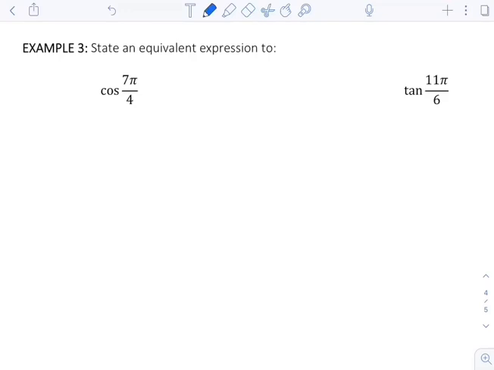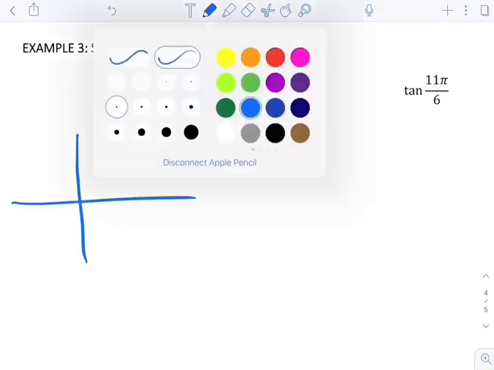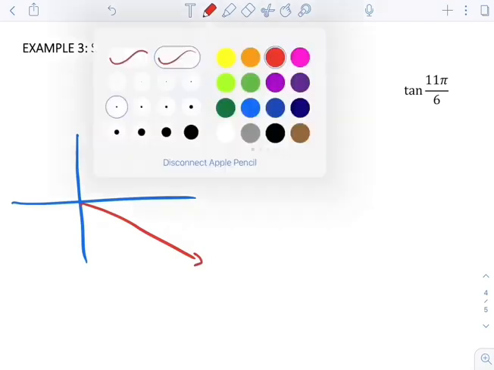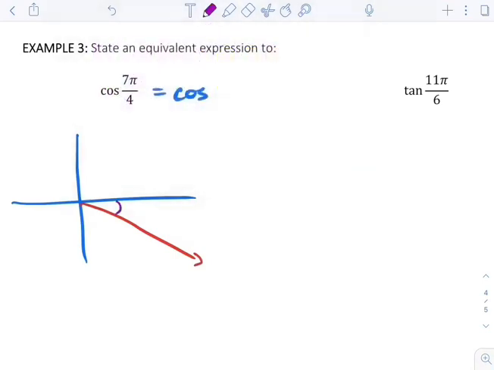All right, this one wants us to state the equivalent expression to this. So I want to know, what is equivalent? Cos 7 pi over 4 is equal to cos what value? There's always two ratios that are equal to each other over the course of one full circle. So for example, this one here, 7 pi over 4 is going to be in the fourth quadrant with a related acute angle of pi over 4.